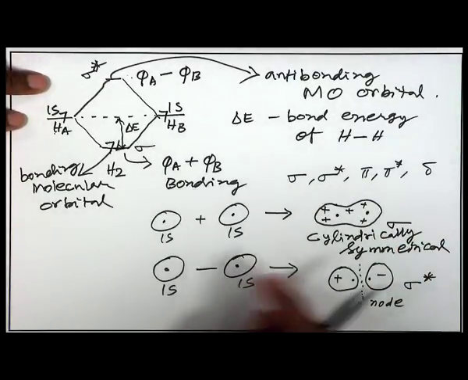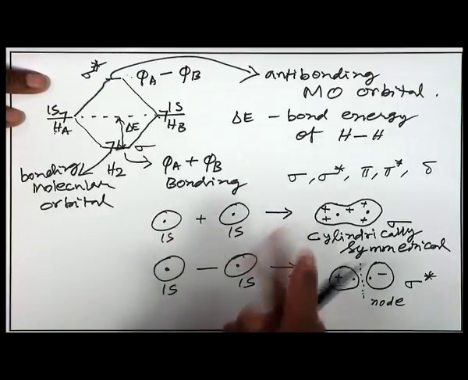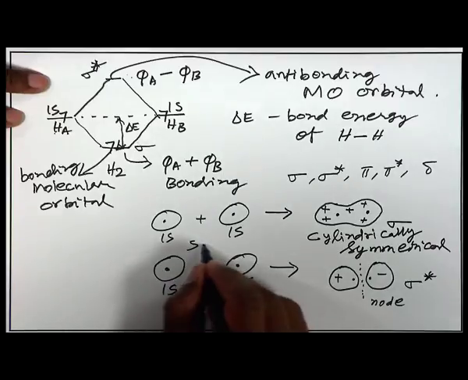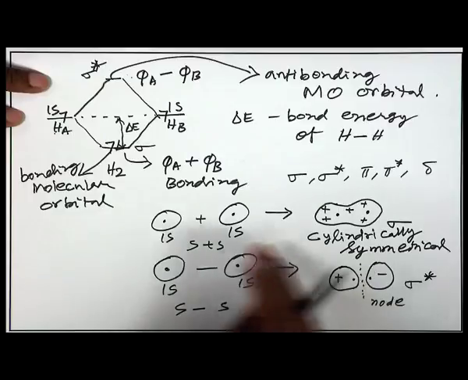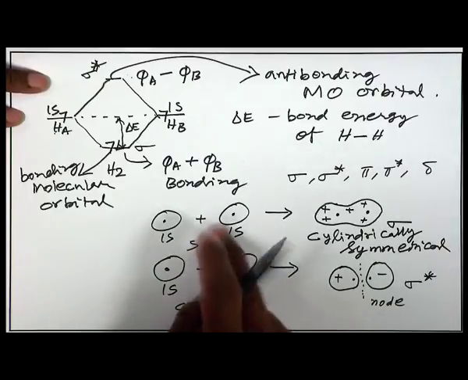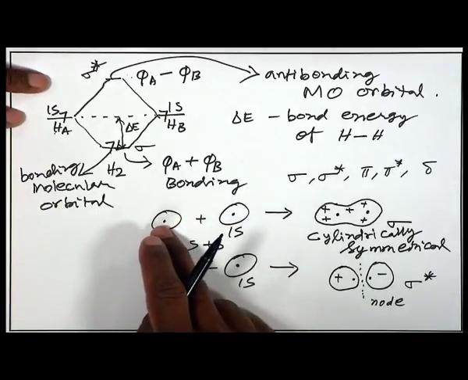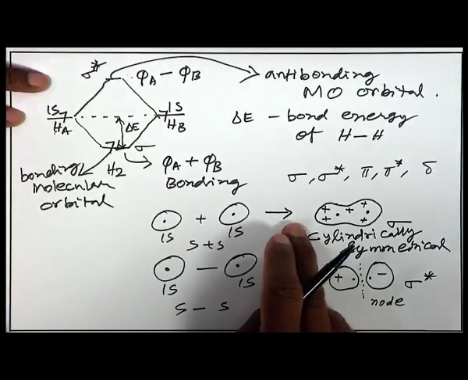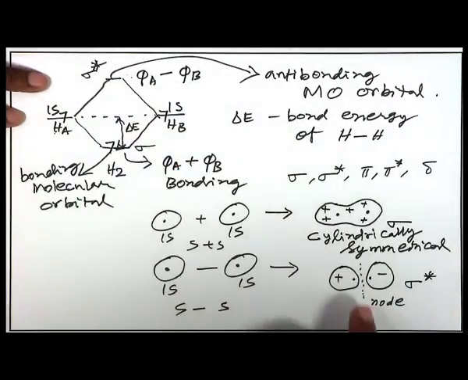So, what we have seen is the formation of the sigma orbital, that is the bonding molecular orbital, and the sigma star orbital, that is the antibonding orbital, by combining 1s orbitals. They can be combined in this way: S plus S, and S minus S. These are two linear combinations, because this is one wave function and this is another wave function. They can be combined by the linear combination method to give these wave functions, and the energy levels are like this.